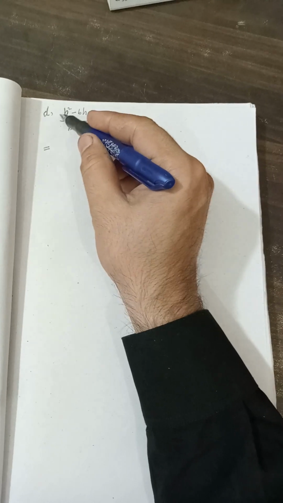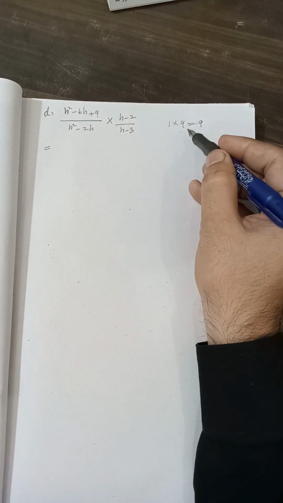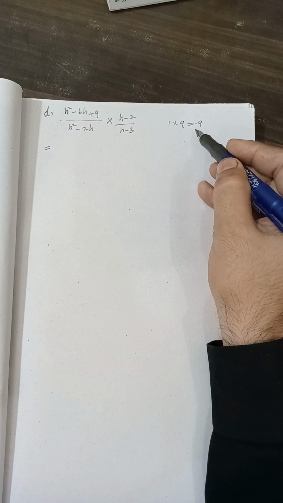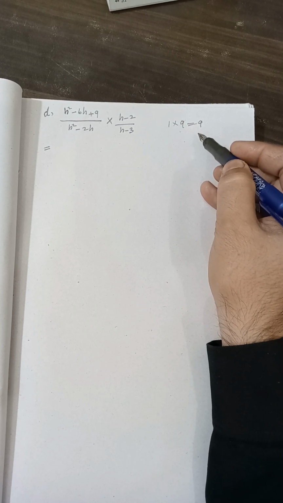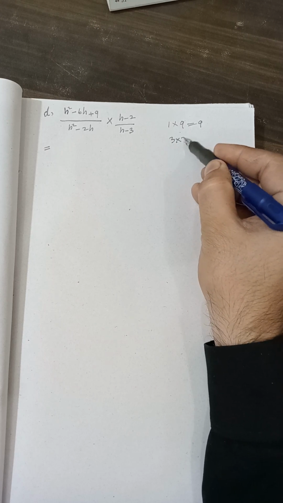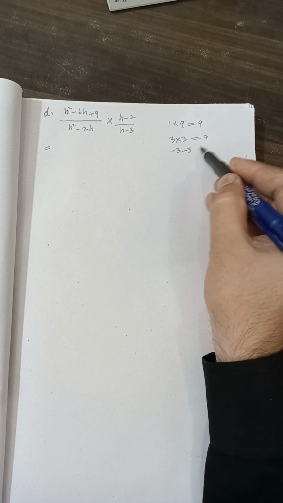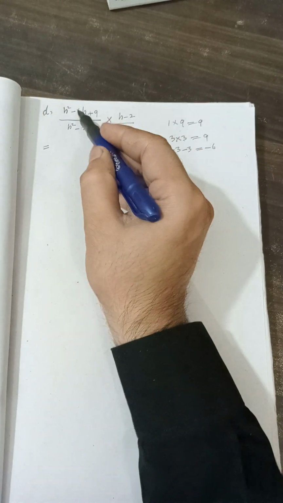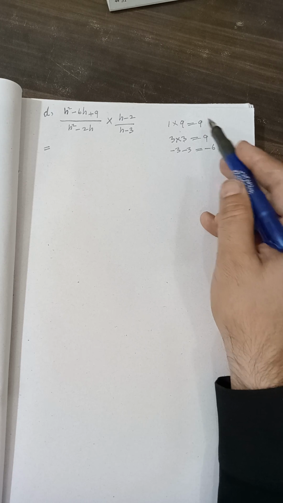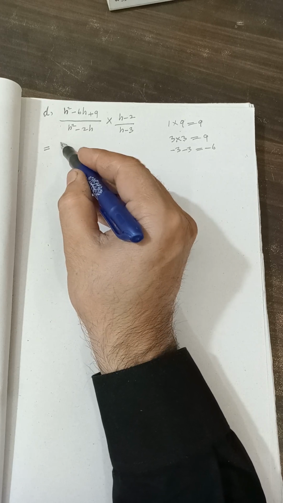Coefficient of h square is 1 and the constant is 9. 1 multiplied by 9 is equal to 9, and we have to make pairs of this 9. 3 3s are 9, only one pair. 3 multiplied by 3 is equal to 9, and if I have minus 3 and minus 3, then it will become minus 6. So this minus 6 is here. Both the conditions are being fulfilled. 3 multiplied by 3 is 9, and minus 3 and minus 3 makes minus 6. So let us try this pair.